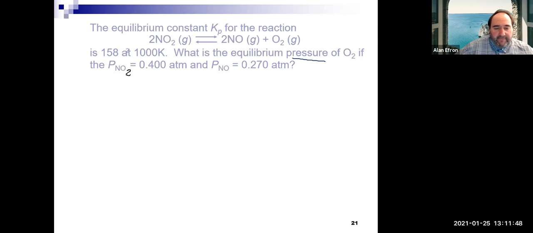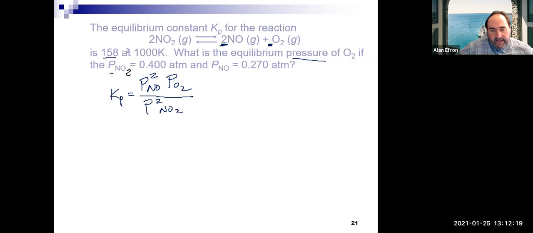Also given a Kp value of 158 and some pressures. So we definitely would want to start with our Kp expression. Remember, it really is the same thing no matter what equilibrium expression. It's going to be products over reactants. Here we would take the partial pressure and we would want to square it for NO times the partial pressure of O2. Again, we're squaring it because of the coefficient. Coefficient here is obviously 1, so we don't have to worry about it. Divided by the partial pressure squared of NO2. Again, we're squaring that one as well because of the coefficient that's present there. That's going to equal 158.